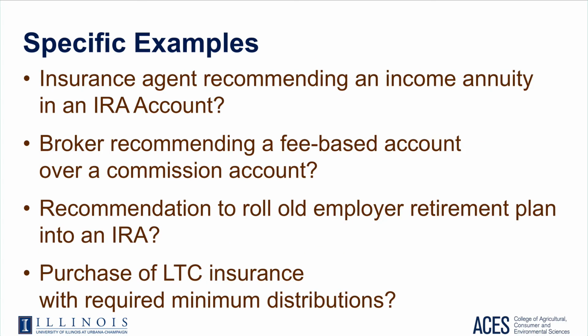Let's say that you're an insurance agent and you recommend an income annuity and an IRA account. Well, you now have to meet the fiduciary standard. So it's not enough that that income annuity is suitability a good fit for the consumer or the client. Now we need to ensure that the income annuity would meet the fiduciary duty imposed on that client. So is this in the client's good faith? Is it loyal to the client? Does it meet their objective? Is it prudent to sell? And the insurance agent has to recommend that within the IRA account.